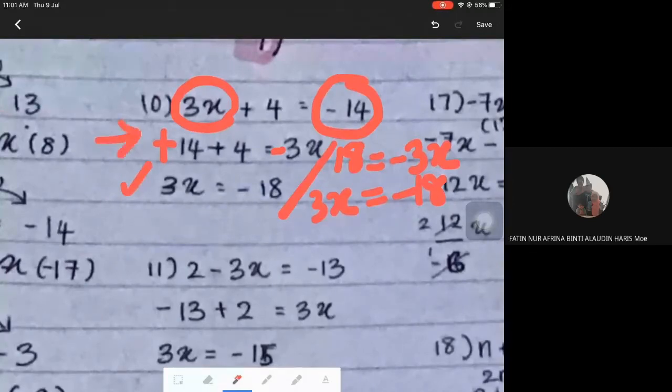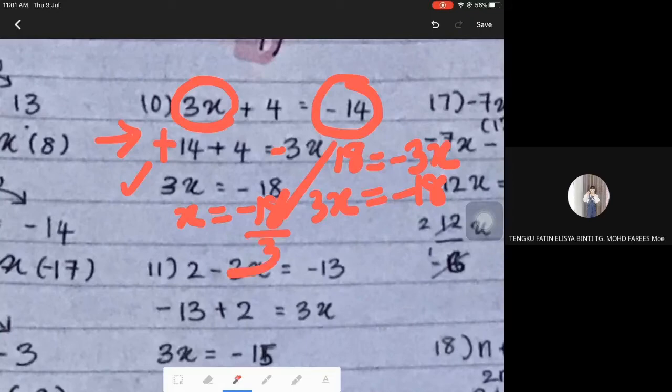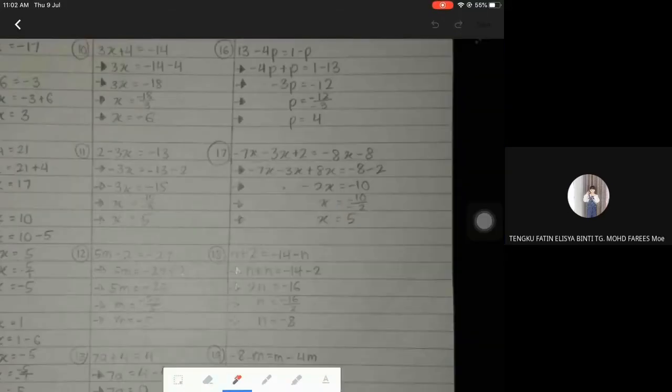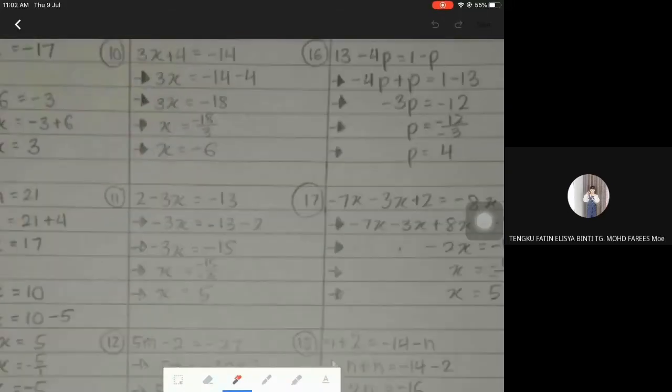Okay, so x equals to berapa? Negative 18 divide 3. Yes, negative 18 divide 3. Ya, jadi jawapan dia x equals to negative 6. Okay, number 10. Number 11 kan? Husna punya number 10, tengok ya. Compare dengan yang Fatim ni tadi.